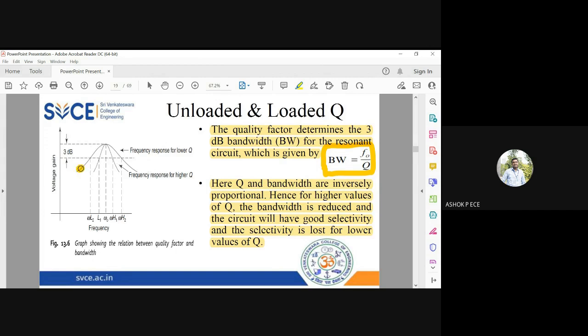Two cases you see. This is the frequency response of a circuit with lower Q. So the bandwidth is large. This is the frequency response of a circuit with higher Q. You see how narrow the bandwidth is. The center frequency remains the same for both circuits, but the Q factor is much lower for one circuit and much higher for the second circuit. So remember, Q factor is inversely proportional to the bandwidth, and the more the Q factor, the better the selectivity of the circuit. The lesser the Q factor, you will lose selectivity over bandwidth.